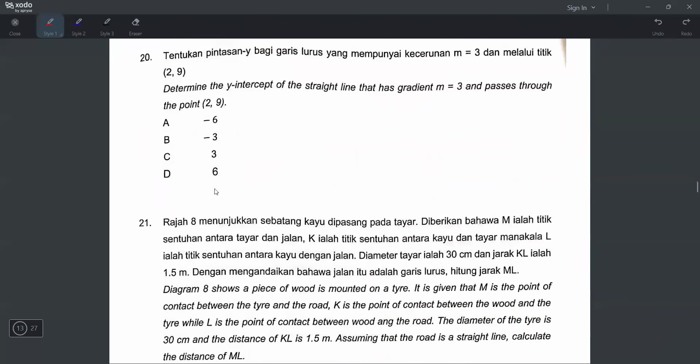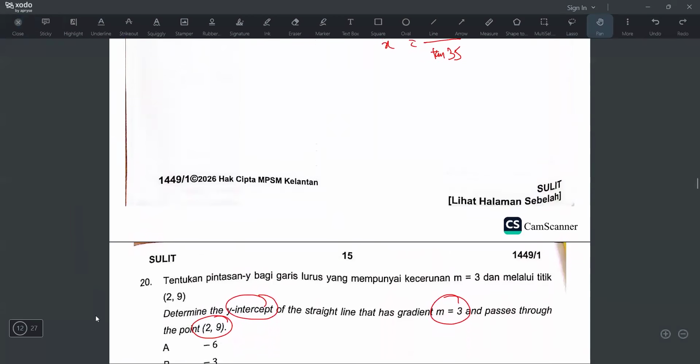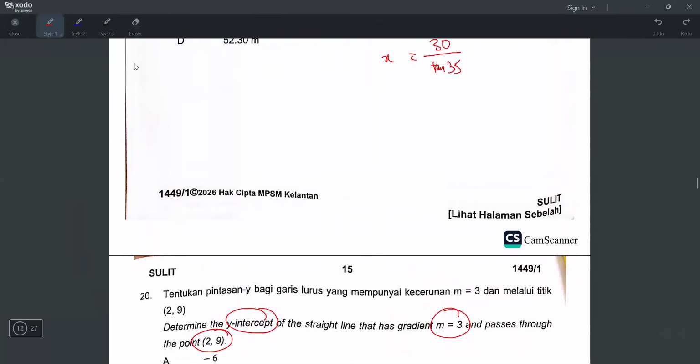Okay, number 20. Determine the y-intercept of the straight line that has gradient m equals 3 and passes through the point 2, 9. This is a lower form chapter also. If I'm not mistaken, Form 3 chapter 9. Yeah, the chapter is called straight line. Okay, so to find the y-intercept, there are two ways. I'm just going to give you my notes here. So, straight line. First step, we need to know the format for a straight line, y equals mx plus c. Second, to find the gradient, we take y2 minus y1 over x2 minus x1.